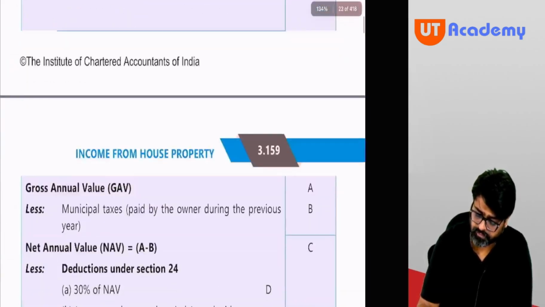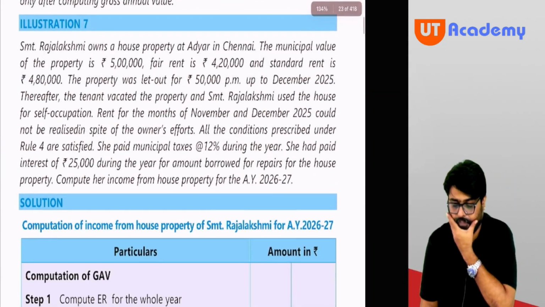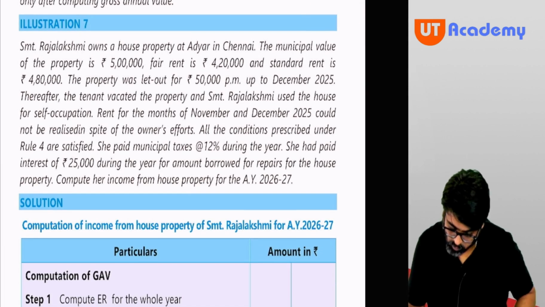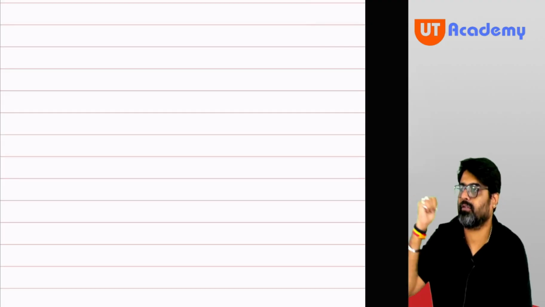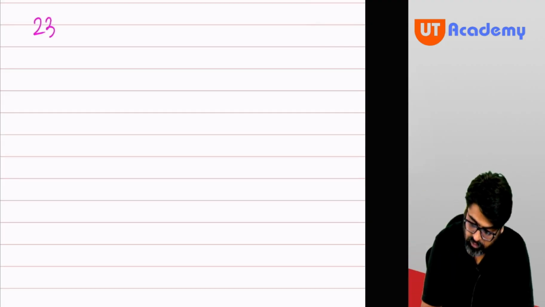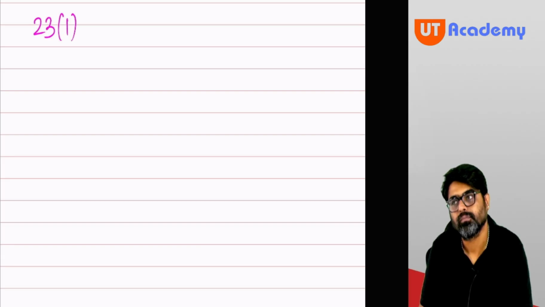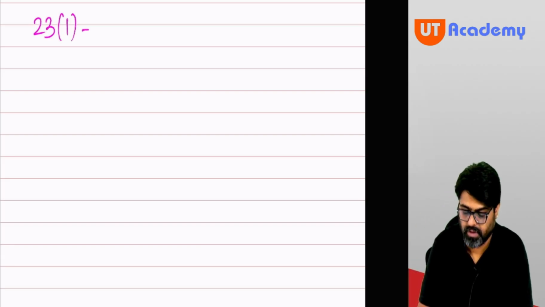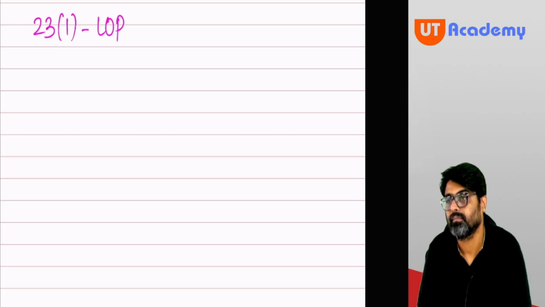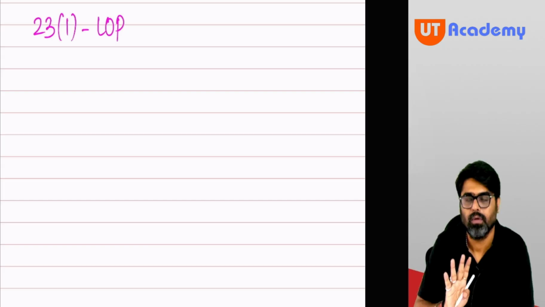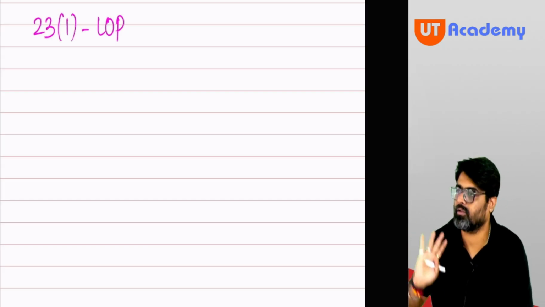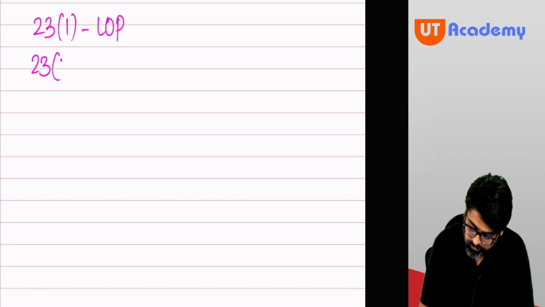Next question is question number 7. Now wait. See, day before yesterday, when I was explaining, did I explain 23.1 to you? 23.1 talks about LOP. Which property? Let out property. Annual value. How to calculate, you know. And after calculating the annual value, that annual value will be taxable also. Yes or no? What about 23.2?